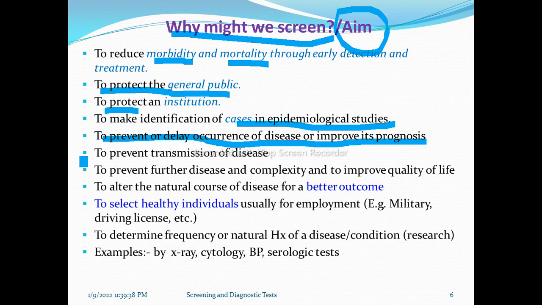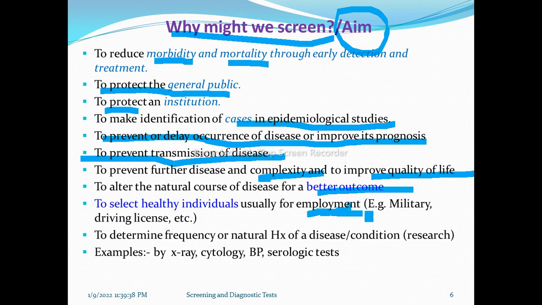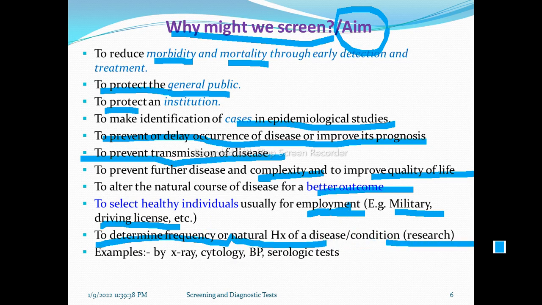The other is to prevent transmission of disease, to prevent further disease and complications, to improve quality of life, and to alter the natural course of disease for a better outcome. Another is to select individuals, usually for employment. We will make screening, for instance, for military service or a driving license. Screening is also used to determine the frequency and natural history of a disease condition. This is for research purposes, while doing research by X-ray, cytology, BP, serology tests. All these are aims of screening.